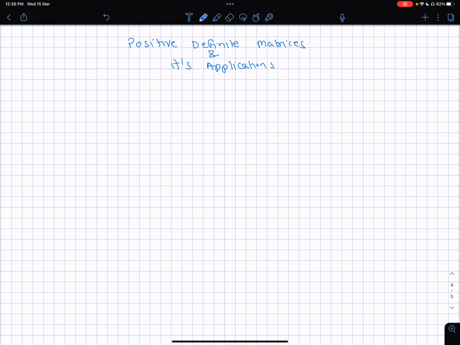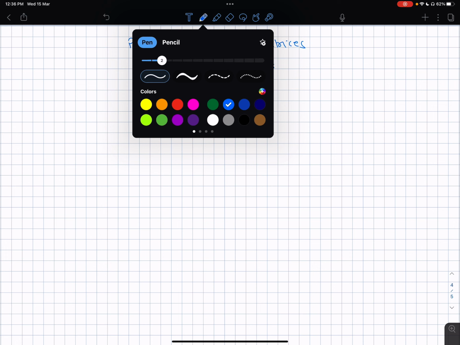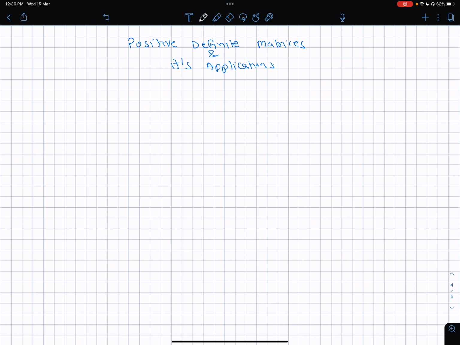And then from Cholesky decomposition, I will lead you to LU decomposition of non-singular real n cross n matrices. So let's begin today with the positive definite matrices.